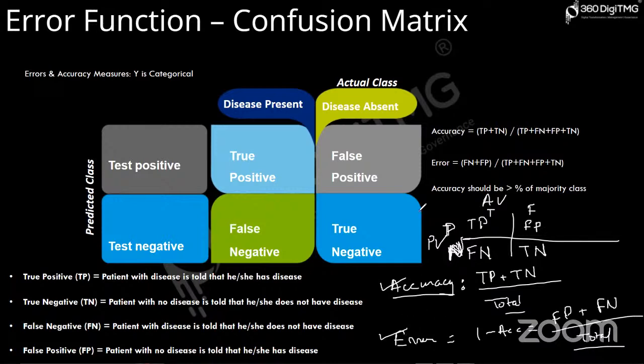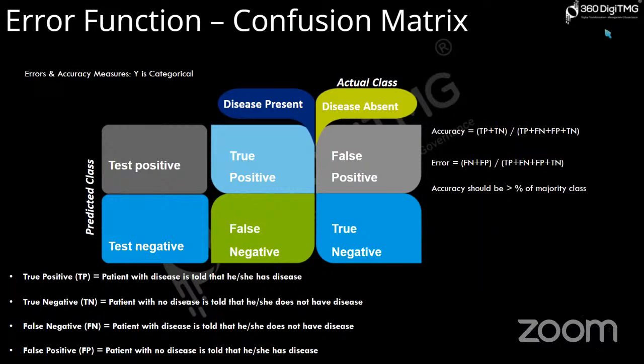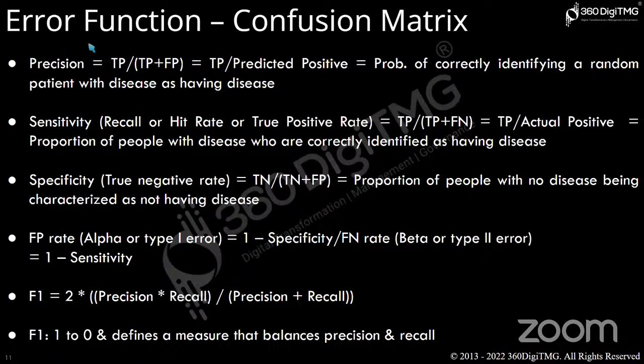Apart from this, there are many other evaluation metrics for discrete data. Let us see those measures. We have precision, which tells us, out of all the positive predictions, how many were true? How many true values did we get? So it is true positive divided by the total number of positive predictions, which is true positive plus false positive.